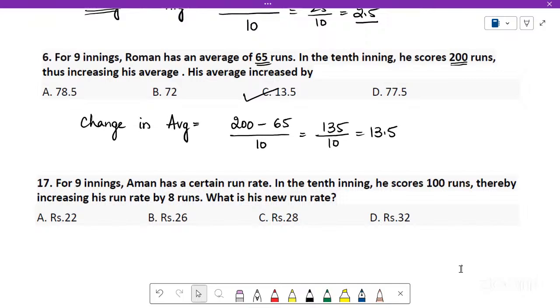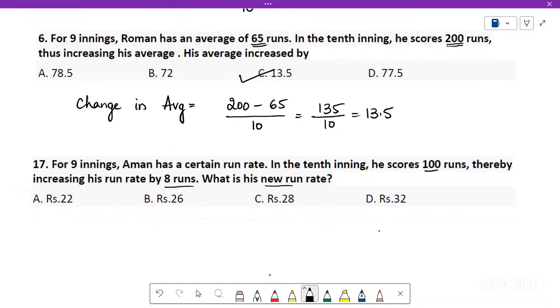Now, the change in average is given already. This 8 runs is nothing but the change in average. This is the new value. We're supposed to find the new run rate, the new average. To find the new average, first we need to know the old average, right? Because the change is 8, whatever was the old average, plus 8 is the new average. So here we are supposed to find the old average.